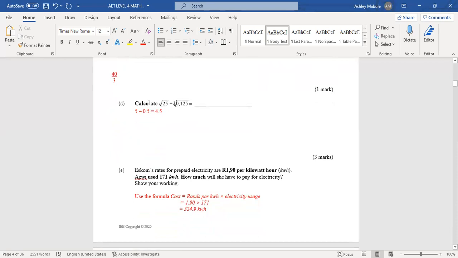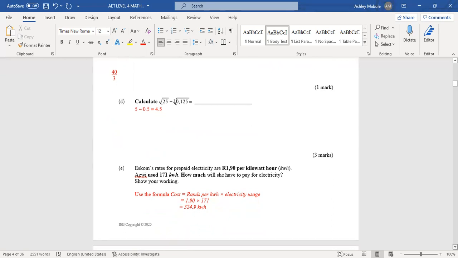And then D says calculate the square root of 25 minus the cube root of 125. So like I've explained before as well, a square root basically means a number that you can multiply by itself twice to give you this number. So 5 times 5 is 25. The square root of 25 is 5, and then the cube root is a number that you can multiply by itself 3 times, and it'll give you 0.125. In this case, the number is 0.5. So if we say 5 minus this, you get 4.5.